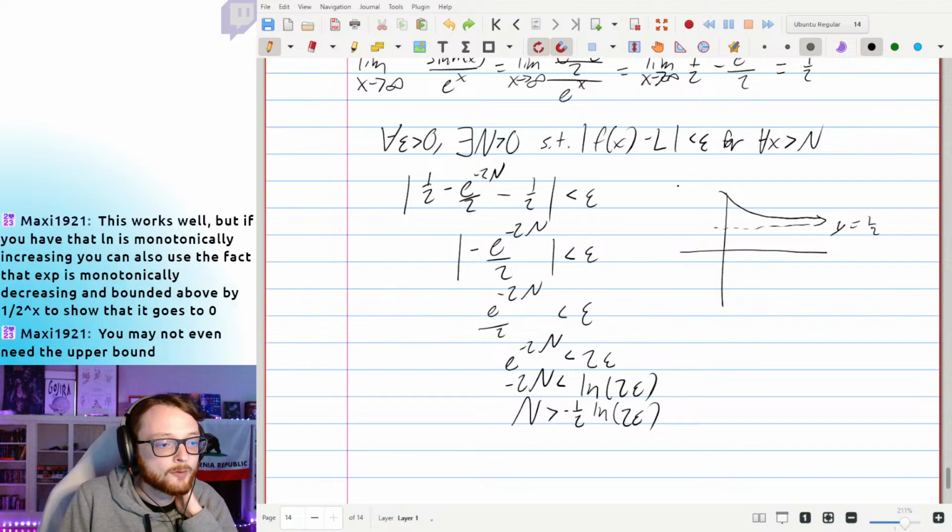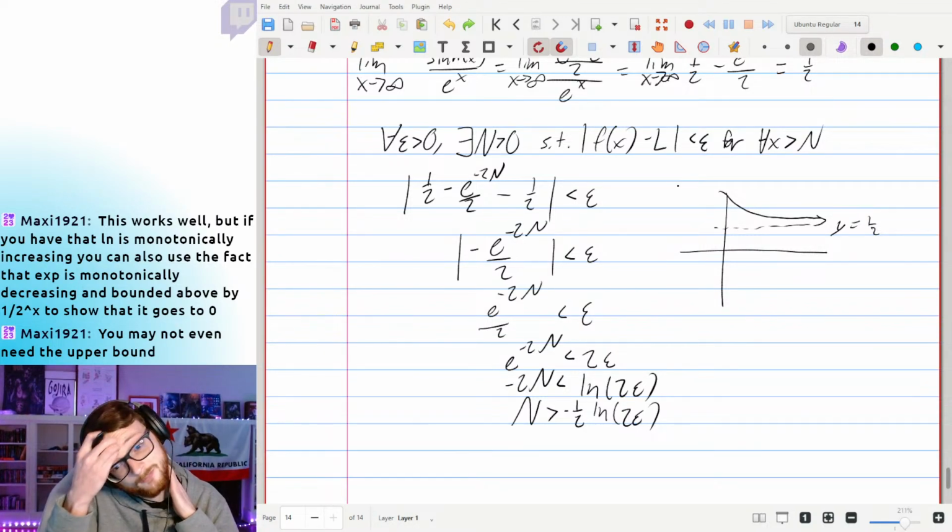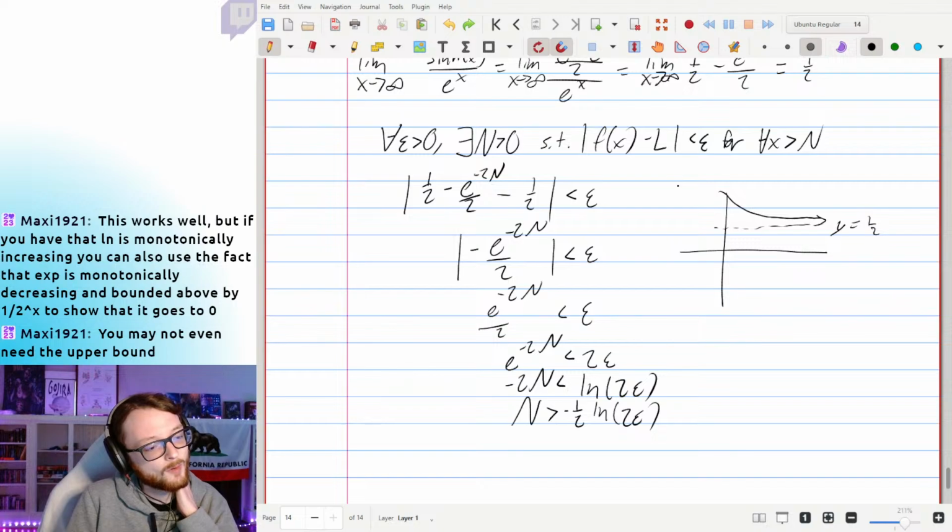If you have the ln of monotonically increasing, obviously the fact that these are monotonically increasing bounding above. I'm not sure that helps. Do the actual epsilon delta thing. Or maybe you're trying to skip over the epsilon delta, but we were asked to do epsilon delta.